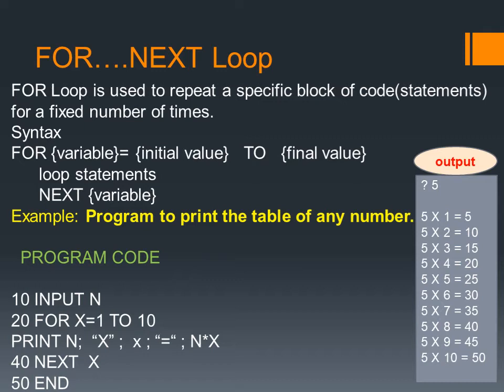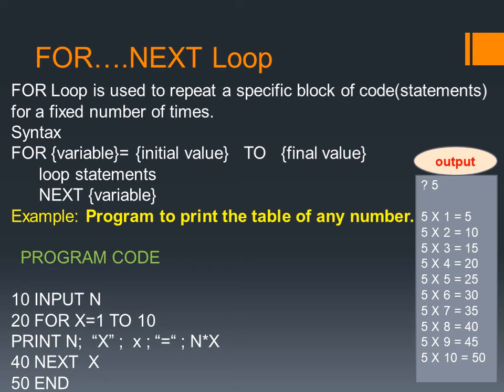a multiplication sign, then it will print the multiplication sign, meaning the times sign, then x, the variable x. Now the value of x is 1, it will print 1, then the equal to sign, then n into x, meaning the value of n is 5 and the value of x is 1, so 5 into 1 equal to 5. Now again NEXT x means increase the value of x by 1. Now again it will check for x equal to 1 to 10. Yes, it is between 1 and 10.